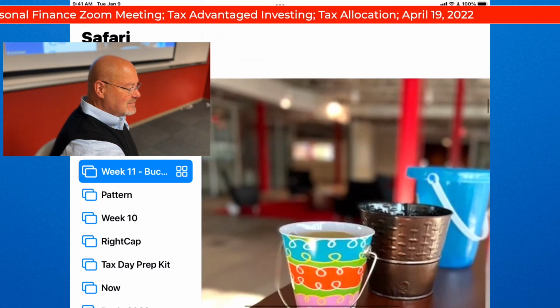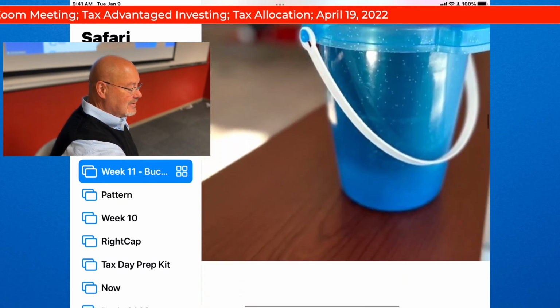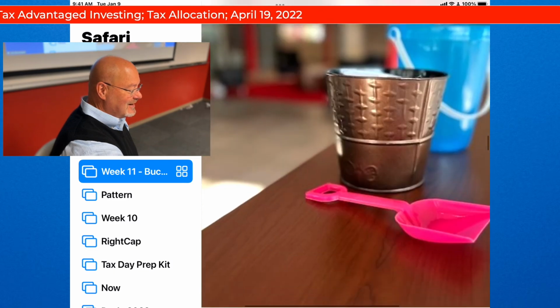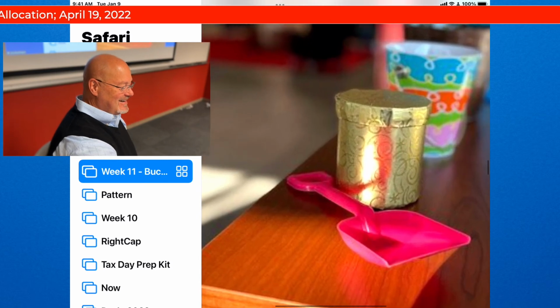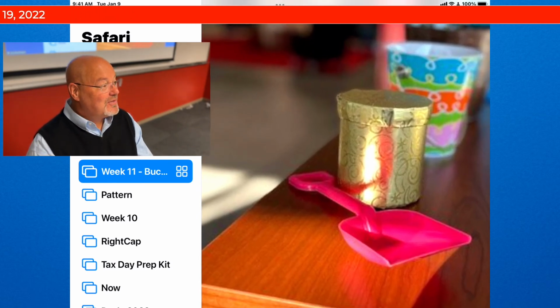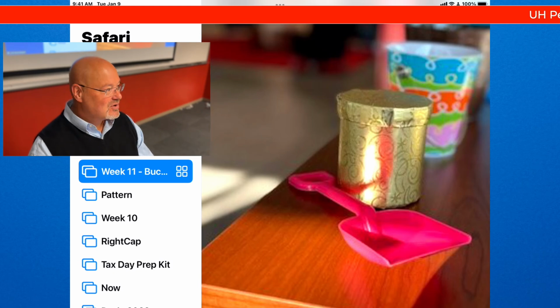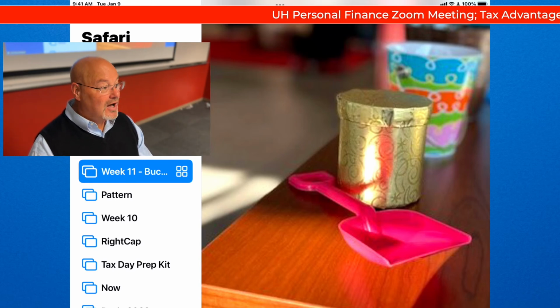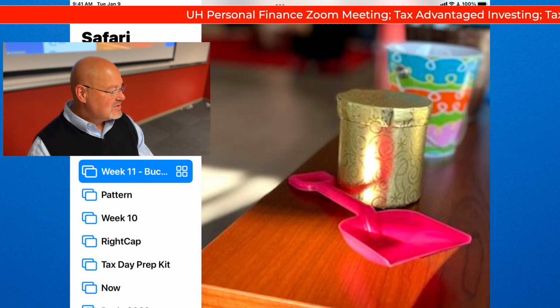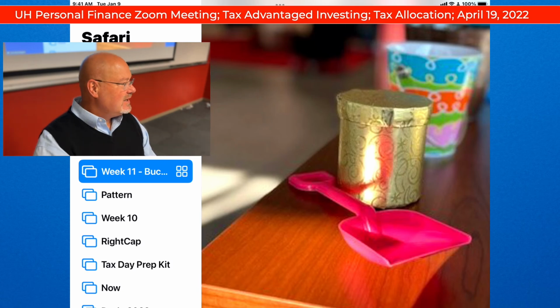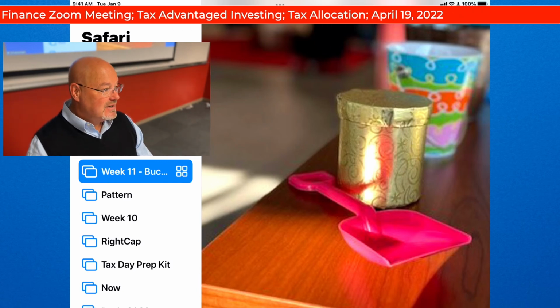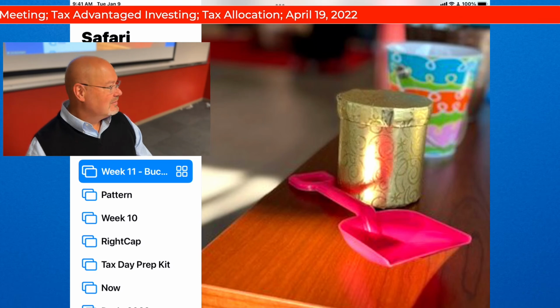So what do you think the next bucket is? Hopefully I have a picture of the bucket. I'll be very sad if I don't. I'm looking for that bucket right there. It's got a shovel by it, but what do you think the little gold bucket is? It's smaller, it's gold. So we haven't really talked about the Roth IRA, but the gold bucket represents the Roth IRA. And the reason it's gold is because it's tax-free. It's the only tax-free type of account there is.